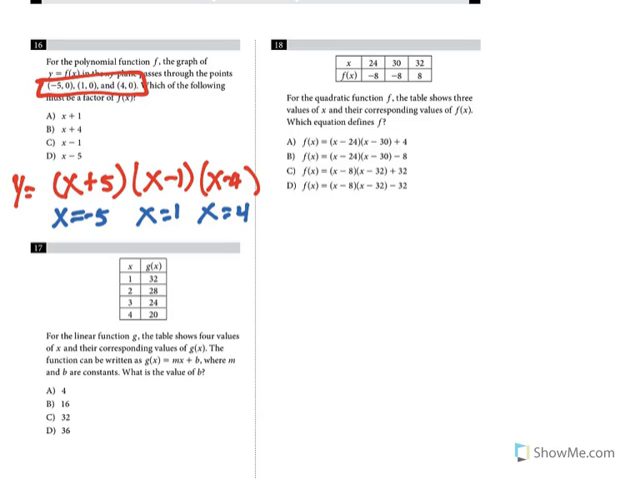So let's see, do I have x plus 5 as an answer choice? No. Do I have x minus 4 as an answer choice? No. Do I have x minus 1 as an answer choice? Yeah. So it's just like with the quadratic.